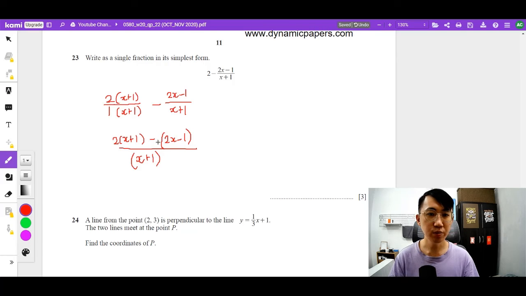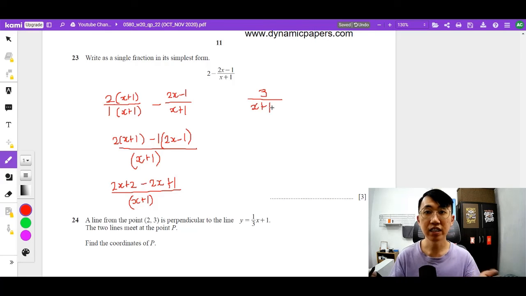Careful here, a lot of students will make mistakes. There's actually like a negative 1 here, right? Assume like there's actually negative 1 here. So let's expand the top part, 2 times. Here we go. So 2x plus 2 minus 2x plus 1 divided by x plus 1. Okay, careful, yeah? Now simplify the top part. 2x minus 2x will be gone, and then you can see here is plus 2 plus 1, that will give you 3 over x plus 1. So that will be the final answer. Nothing else you can simplify, then that's actually the final answer.